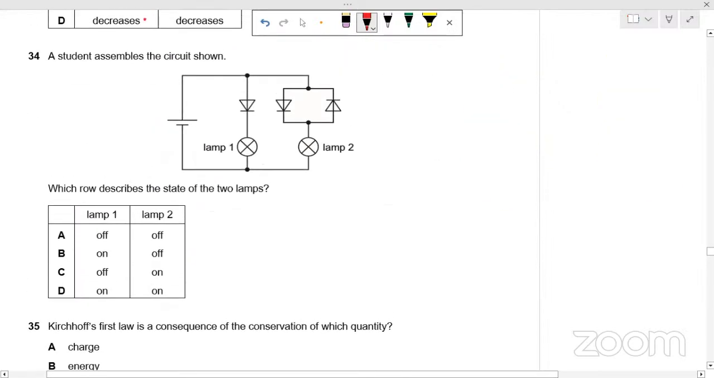A student assembles the circuit shown. There are three diodes and two lamps.